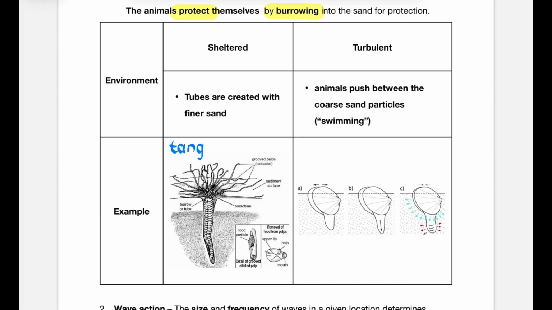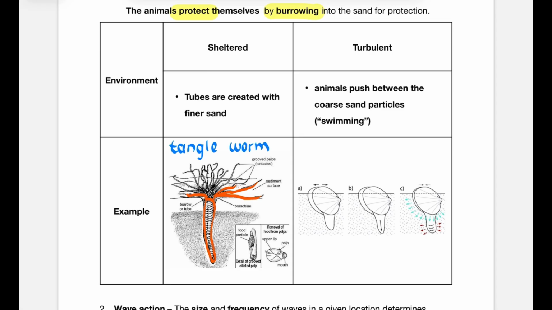The tangleworm was something we looked at in term 1 when we did annelids. Here you can see the worm itself sitting in its tube, and all of these tentacles going out of here are its feeding tentacles. The feeding tentacles are lying on top of the sand, and as soon as it gets something into its tentacle, it will move it in towards its mouth in the center.